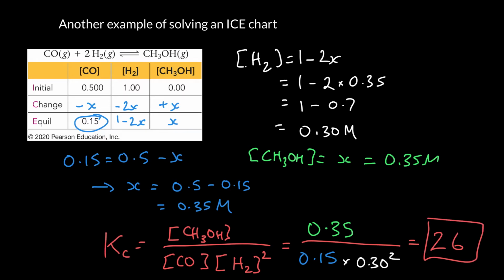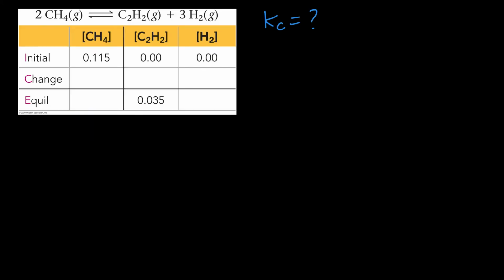I'm going to create a new slide and give you a problem to try. So here's one for you. Here's the chemical equation up above. We're given the initial concentrations of methane, acetylene, and hydrogen, so initially we have no hydrogen at all. We're told the equilibrium concentration of acetylene is 0.035 moles per liter. Can you pause the video and use this information to fill out the rest of the table and calculate the equilibrium constant? Pause it, try it, and let's report back in a couple of minutes.